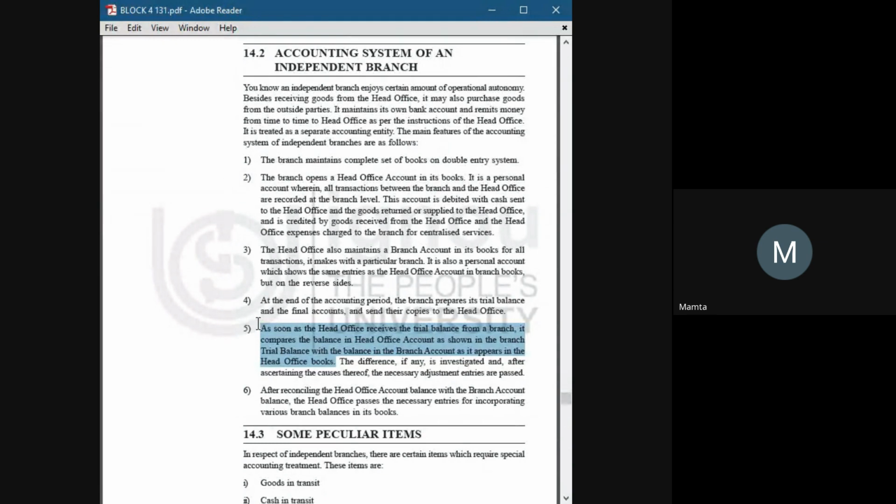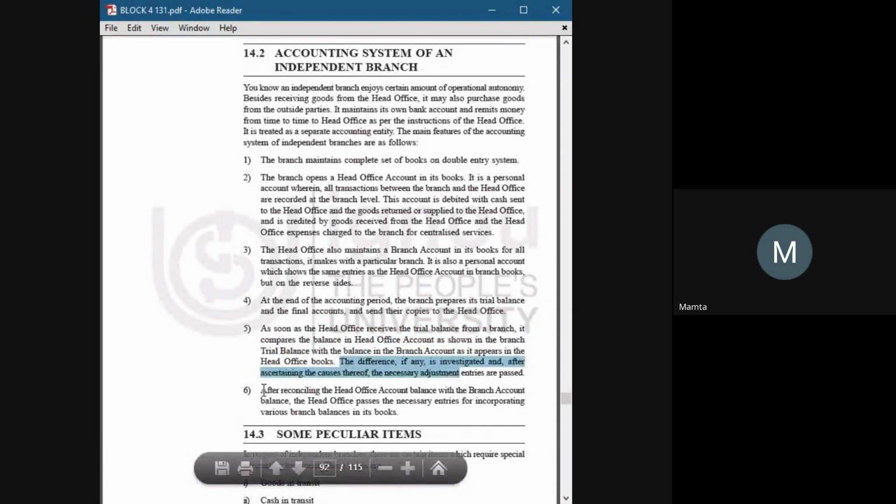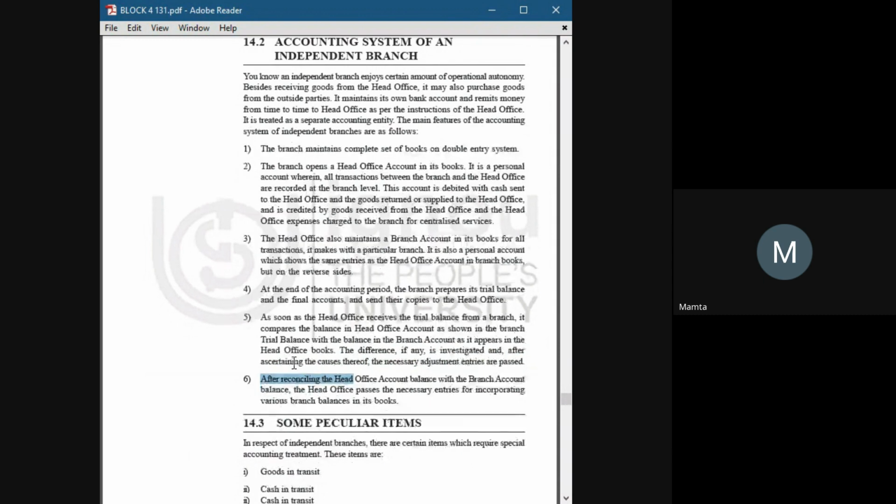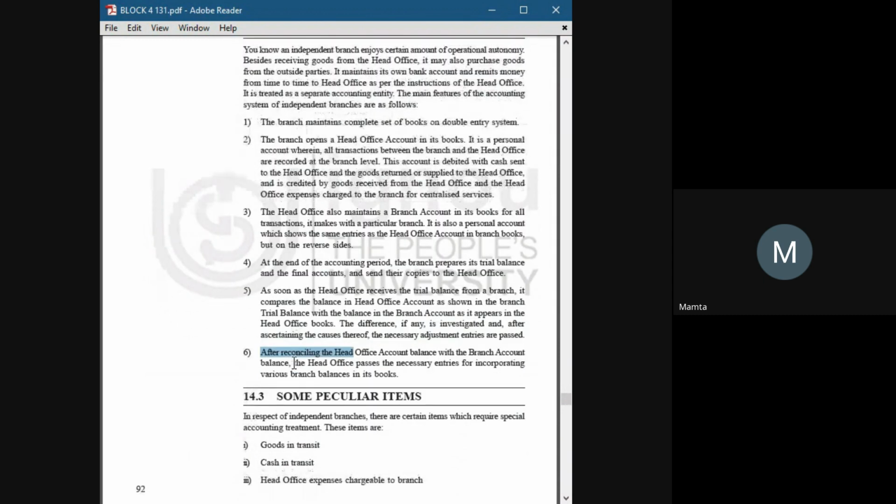And when the balance is equal, then that is okay. If it is not equal, if there is any difference in the balance of both the books, then we will have a reconciliation. We will see where we made a mistake. Is it clear?